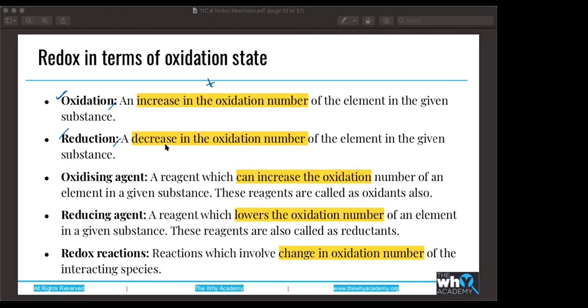So once you figure out oxidation and reduction, say you have A plus B gives C plus D. If you know that A is getting oxidized to C, then B will be the oxidizing agent. The element other than whatever is being oxidized will be the oxidizing agent. Similarly with the reducing agent. If you know that A is getting reduced to C, then B is the reducing agent.